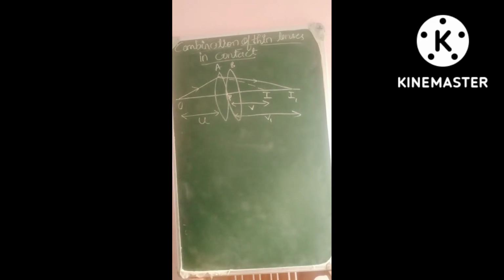Let us consider two thin lenses here. They have focal length f1 and focal length f2. These are placed in contact with each other.